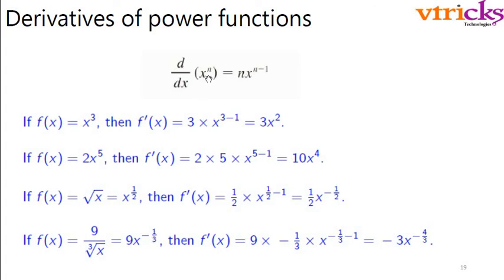Now if we compare with x to the power n, n is minus 1 by 3 in this case. So we will find f prime x as 9 is retained as it is, minus 1 by 3 into x to the power. Observe, we are putting n is minus 1 by 3, minus 1 by 3, minus 1. So if you simplify this, this will be minus 3 minus 1 by 3, which is minus 4 by 3. So we get minus 3 into x to the power minus 4 by 3. So this is how we can evaluate the derivative of any power of x.